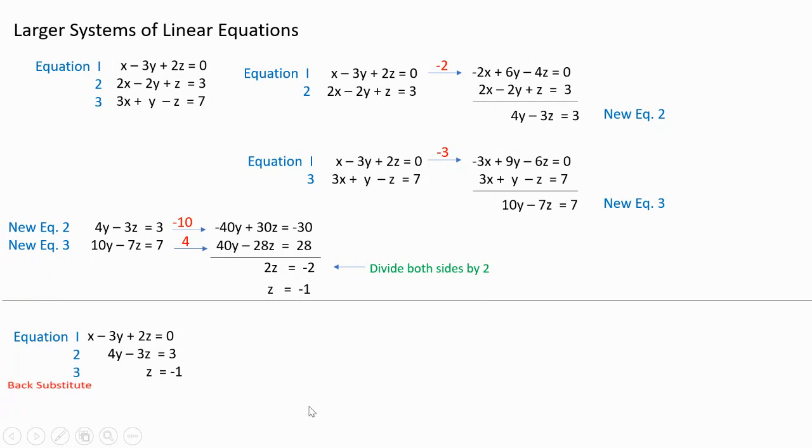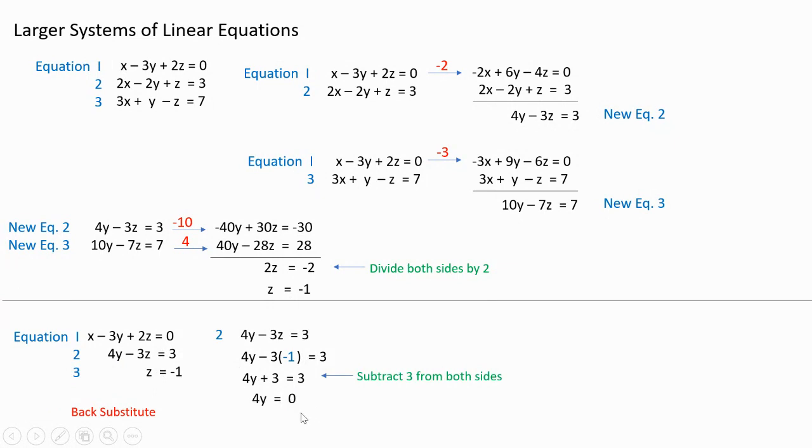So I'm going to go to equation 2 and plug in negative 1 for z. So this will give us 4y plus 3 equals 3. We subtract 3 from both sides. So we get 4y equals 0. We divide by 4. So y equals 0. So I already found the values for y and z. So now I'm going to plug in the 0 for y and the negative 1 for z.